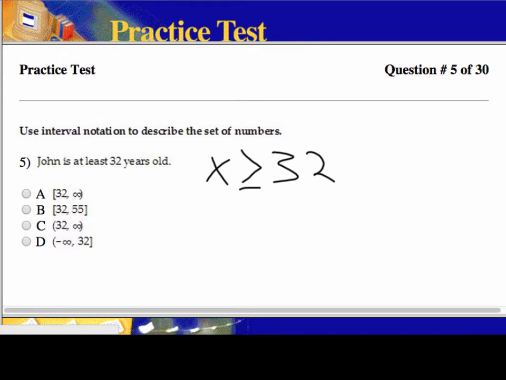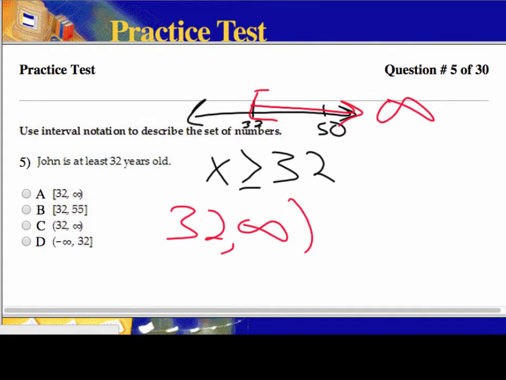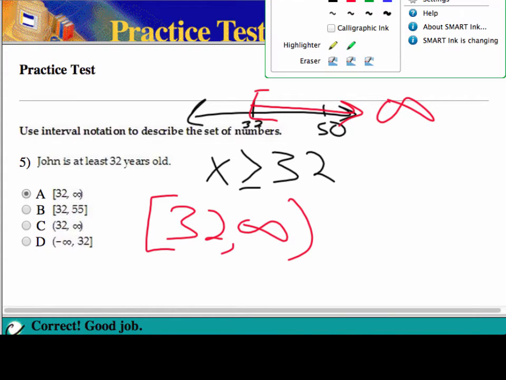So now, here's an interesting thing. If we graph this on a number line, I have 32, and we said 50 would make it true. But any number greater than 50 would make it true. So I could graph it like this, all the way up to infinity. Not that somebody would live that long. So it would have to be 32, comma, infinity. We always use parentheses on infinity because infinity is not a number. It's a concept that represents going on forever. And that means we can't include it because you can't include the end because the end doesn't end. Does that make sense? All right. So then the answer is A. Good job. Any questions?